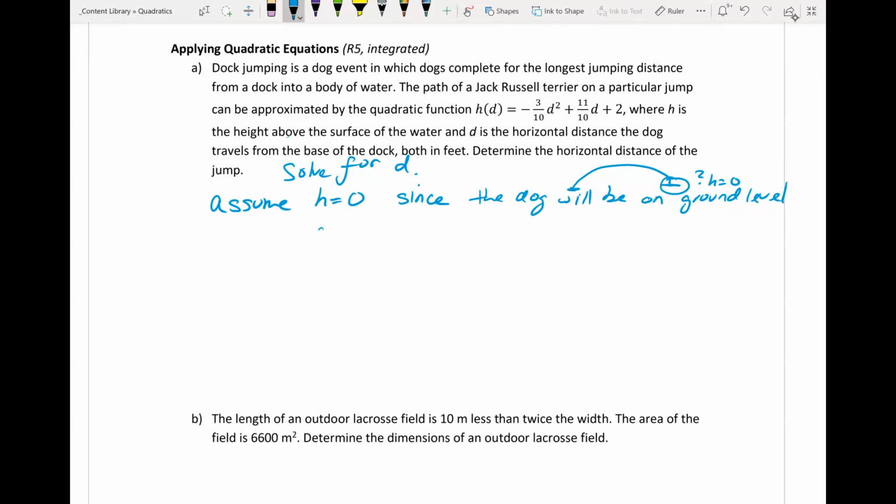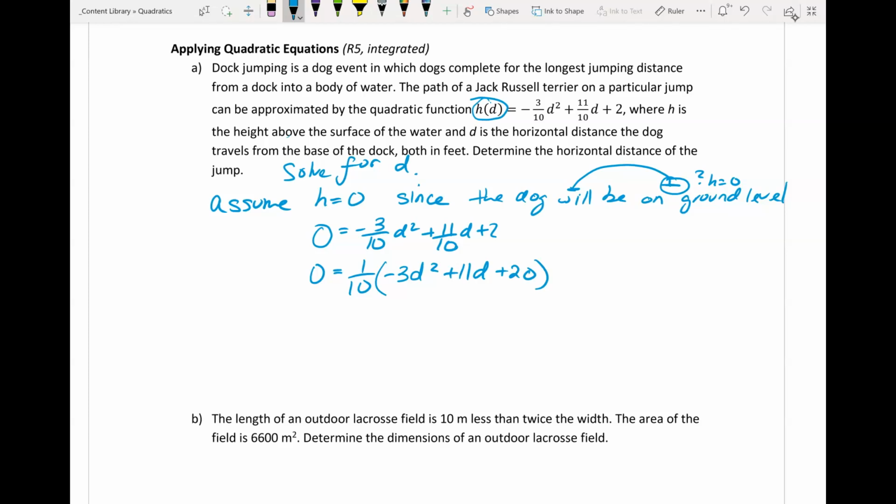So if h of d is 0, that means I'm going to replace that with 0. And I know this is equal to -3 over 10 d squared plus 11 over 10 d plus 2. So if we want to solve for d, we're going to have to factor here. This is kind of a review of how we would do this before. So I'm going to take 1 over 10 out, and if I do that, that means I'm going to multiply each term in here by 10. So then I'm left with -3 d squared plus 11 d plus 20.